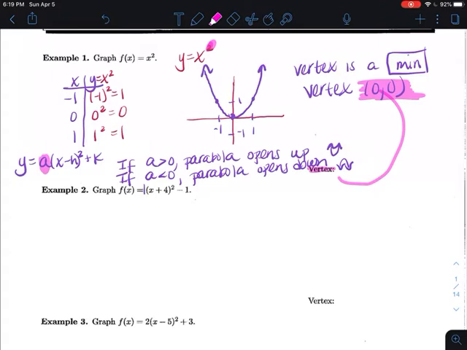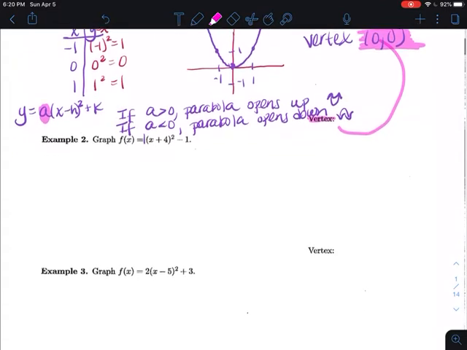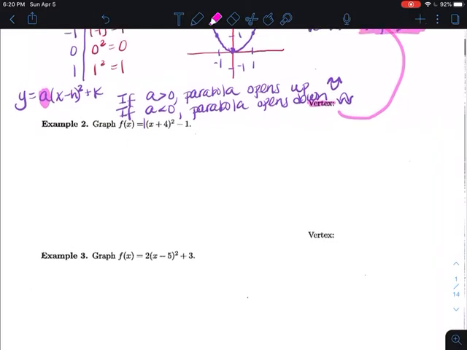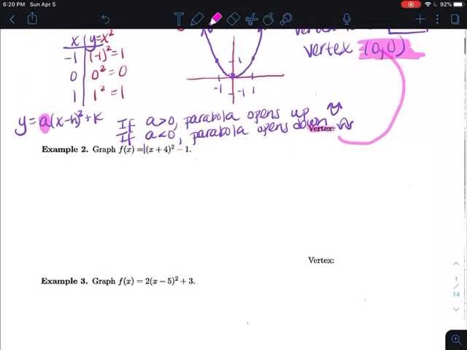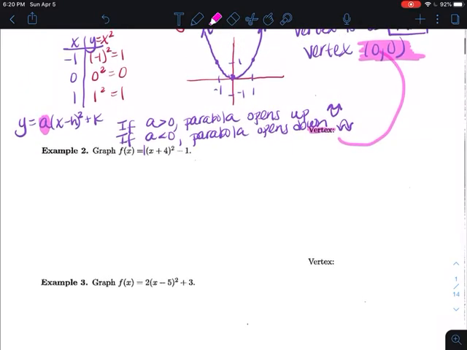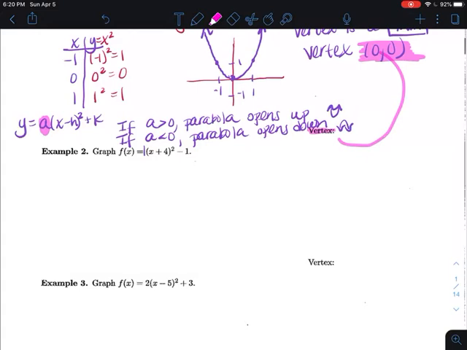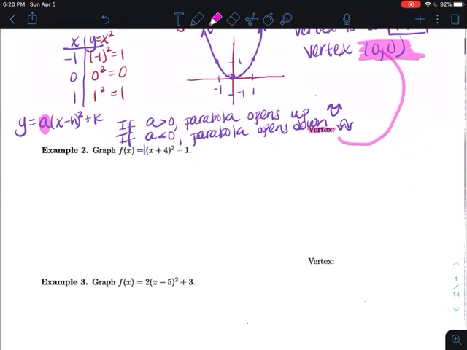But let's graph some parabolas. We're going to be using the vertex, and we're going to use the Y-intercept to get the graph of our parabolas. And when you do this in MyMathLab, that's exactly what you're going to have to use. You're going to have to use the vertex, and you're going to have to use the Y-intercept.